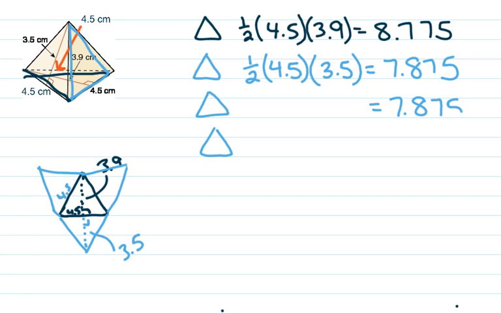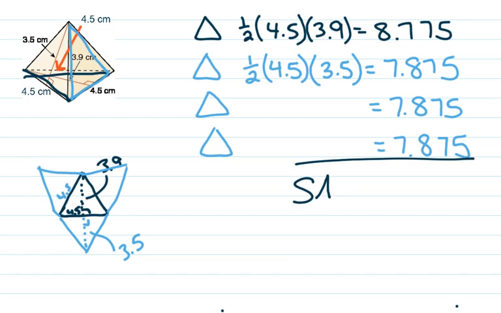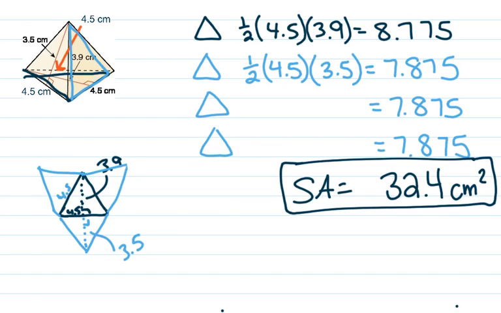Because all 3 of these triangles are equal, I'm just going to repeat these measurements. And then find their sum for the surface area. And their sum is 32.4 centimeters squared. Because remember, surface area isn't volume. It's a 2-dimensional measurement, not a 3-dimensional measurement. We would flatten it out to the net and find the area of the net.